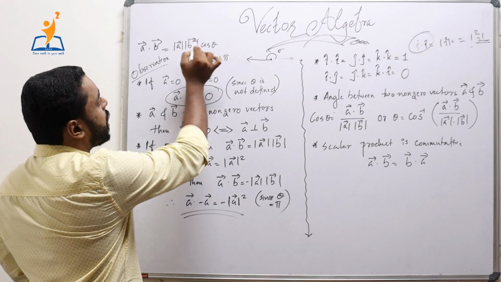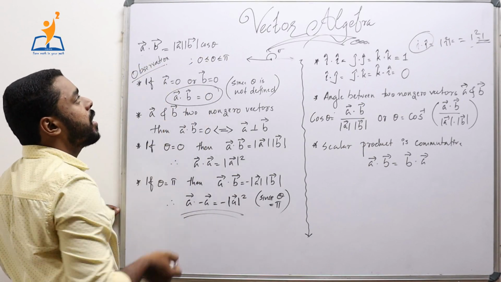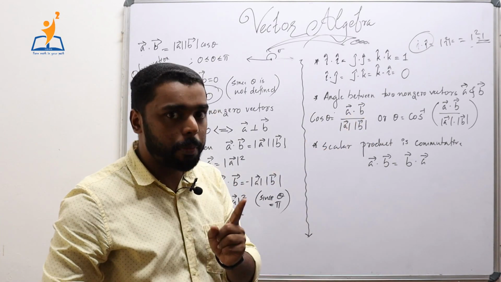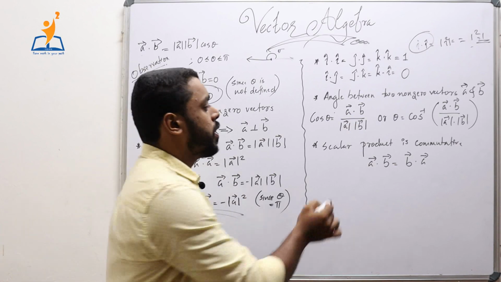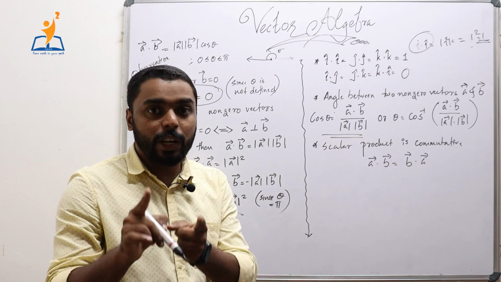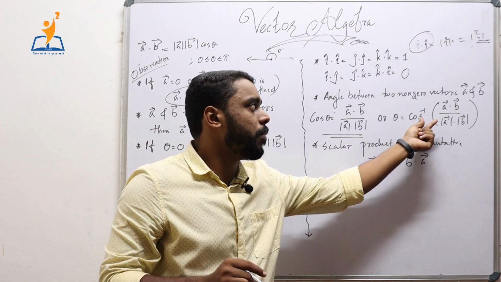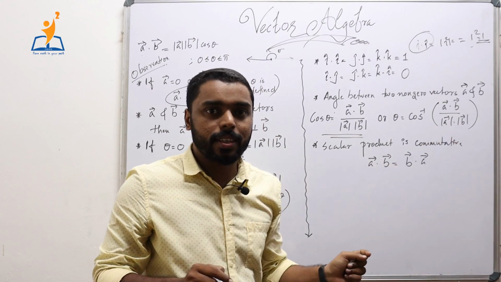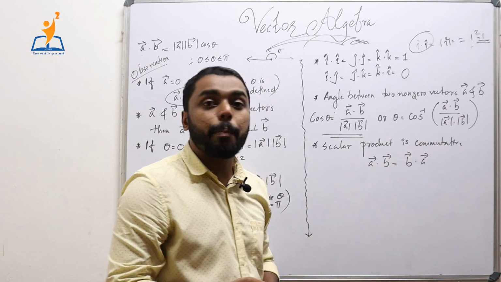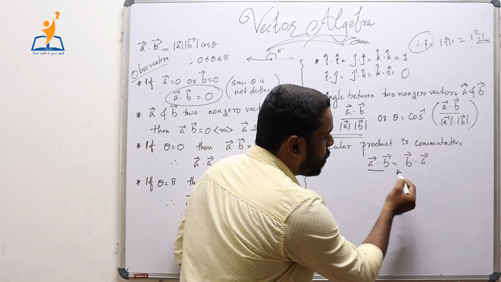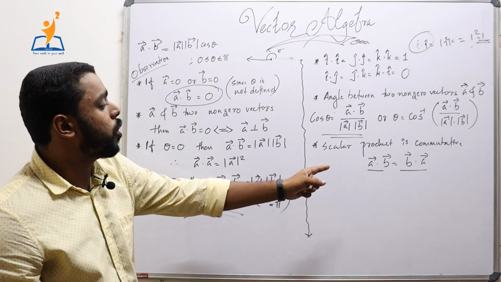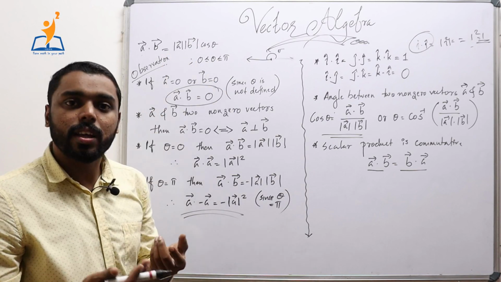Okay, now the third point, angle between two non-zero vectors. From here we have cos theta is nothing but A dot B by mod A mod B. That is this formula, a very important formula for all your exams. And by using the inverse trigonometric function, we have theta is nothing but cos inverse of this. Very simple. And the last observation is that the scalar product is commutative, because A dot B is equal to mod A mod B cos theta, and B dot A is equal to mod B mod A cos theta, which are the same.